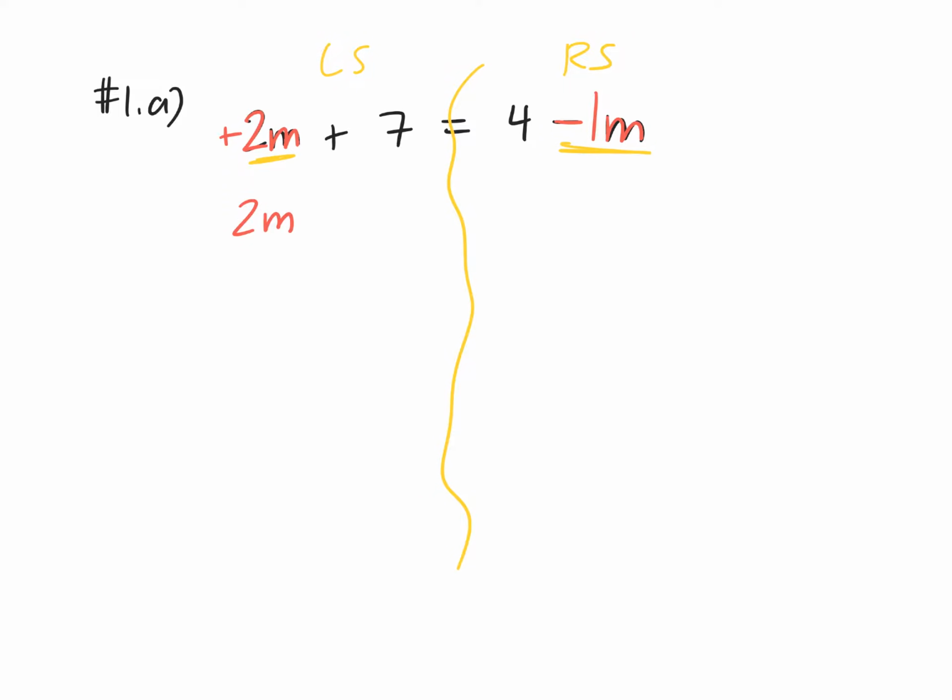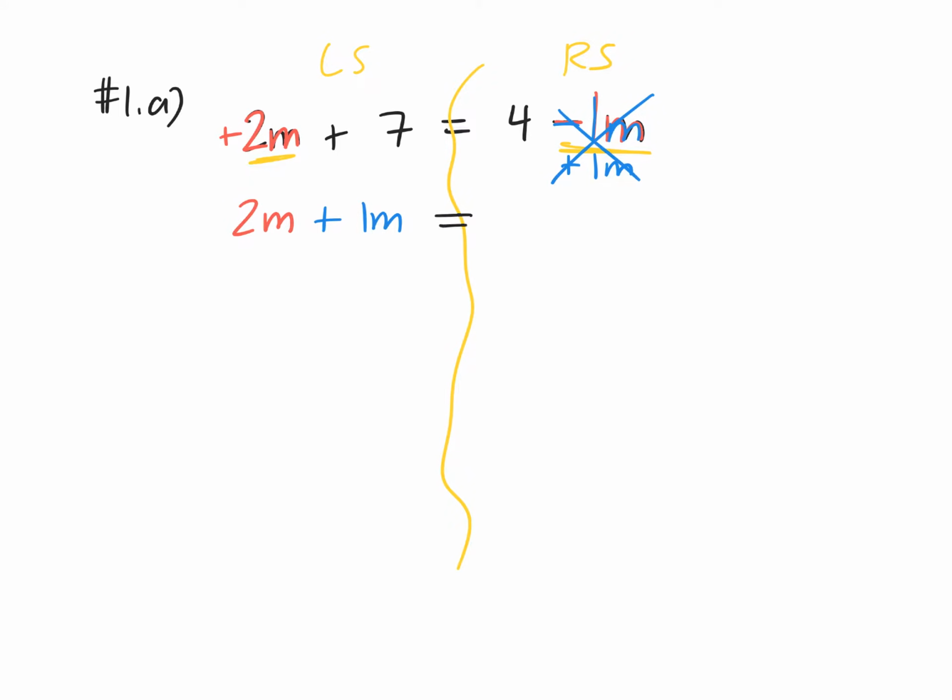But what do I need to do to get rid of this negative 1m from the right side? How do I get rid of it? What's the opposite of negative 1? Positive 1. That gets rid of it from the right side. So what do I have to do on the left side? Positive 1m. Does everyone understand what I just did right there?